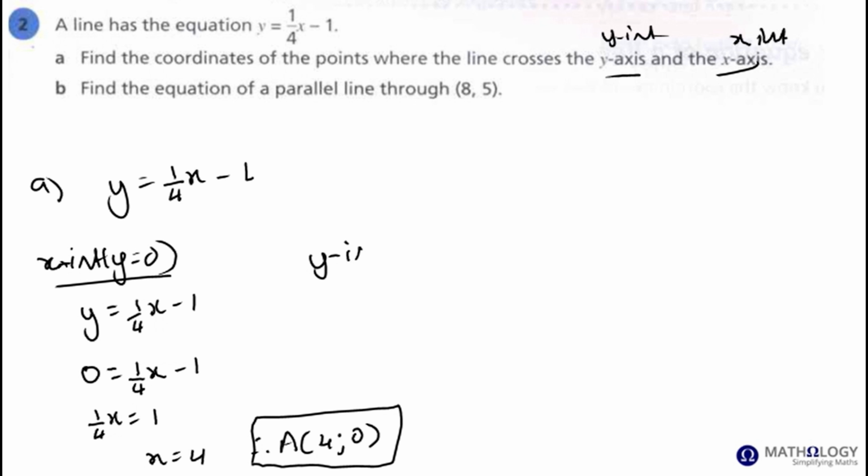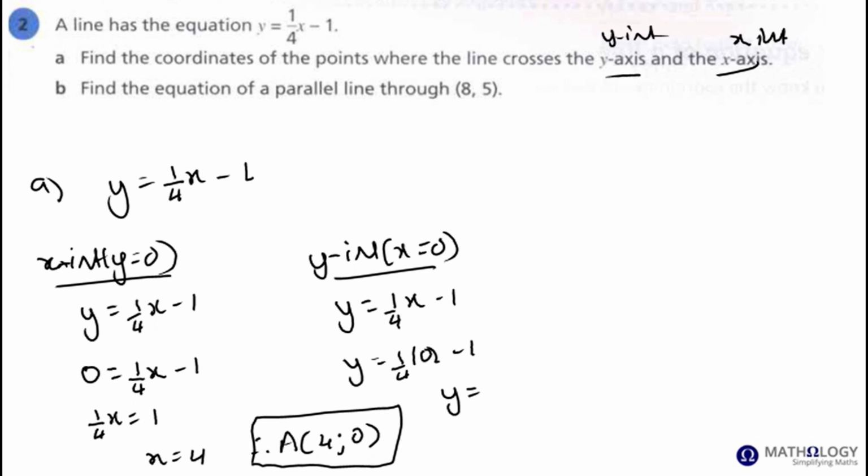The y-intercept, we put x equal to 0. So y equals a quarter times 0 minus 1. y equals 0 minus 1. y is minus 1. We call this point B. x-coordinate first, which is 0, and then the y-coordinate, minus 1. B is the y-intercept, which has coordinates (0, -1).